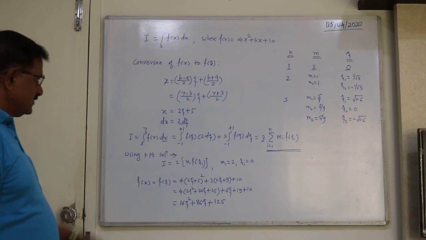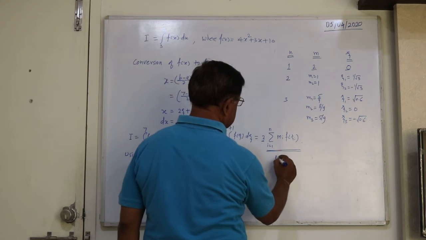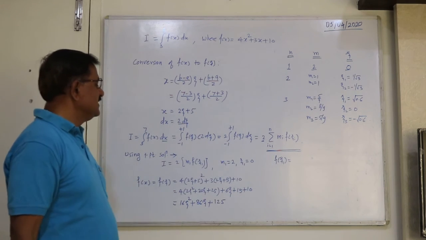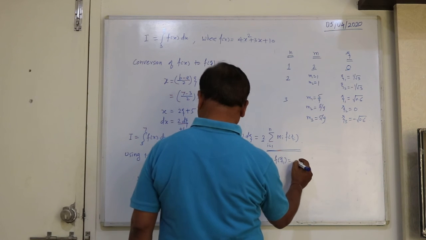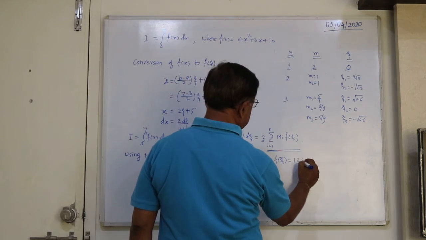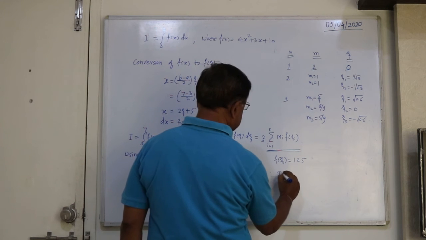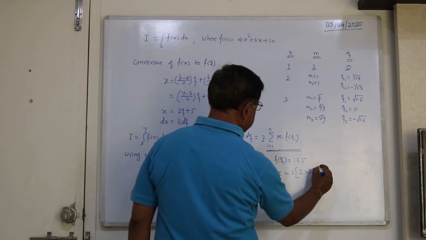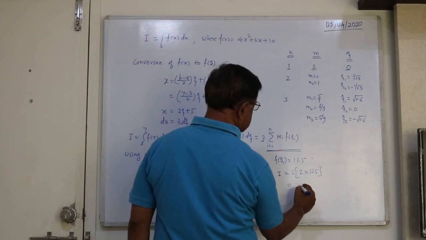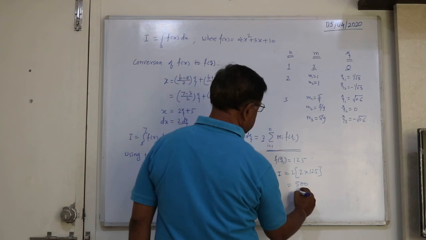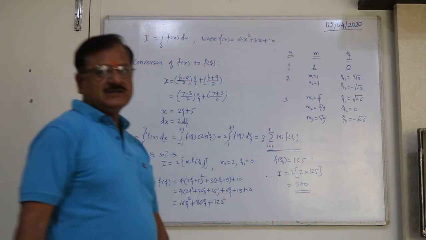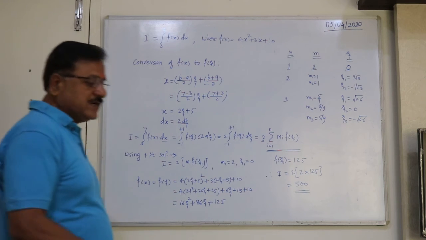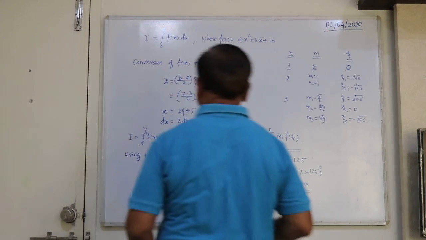Now this is f of x. Using this, what is f of xi1? Xi1 is 0, so putting xi1 equal to 0, we get 125. Therefore, I equals 2 into bracket m1, which is 2, into 125, so the answer is 500. But we can find out the exact answer also. Now let's consider the 2-point solution.